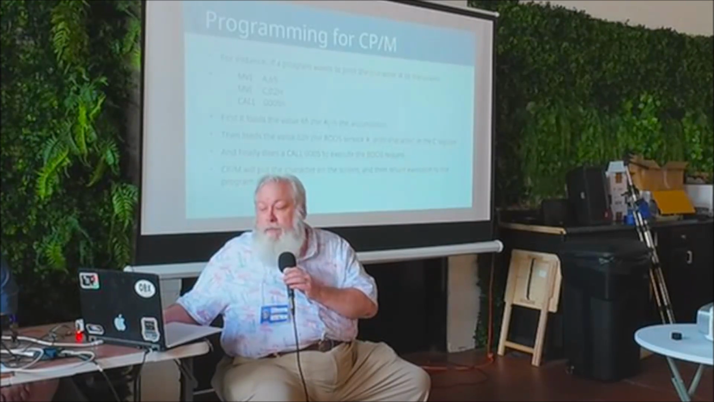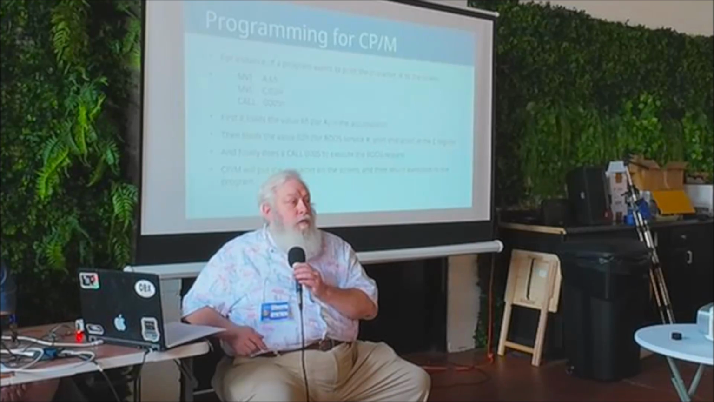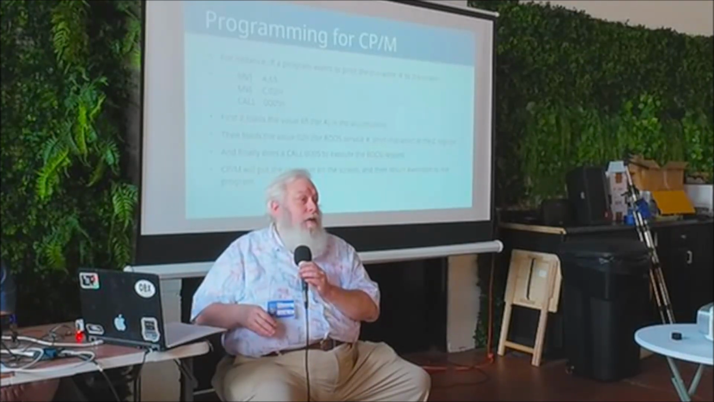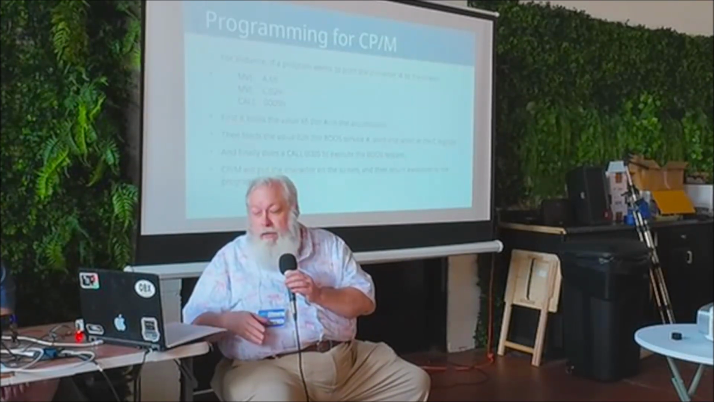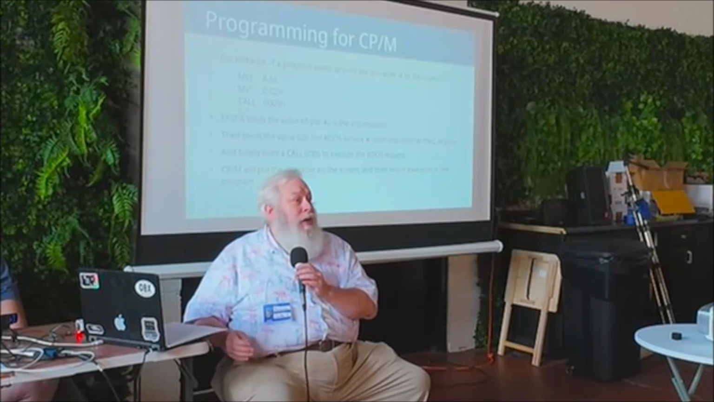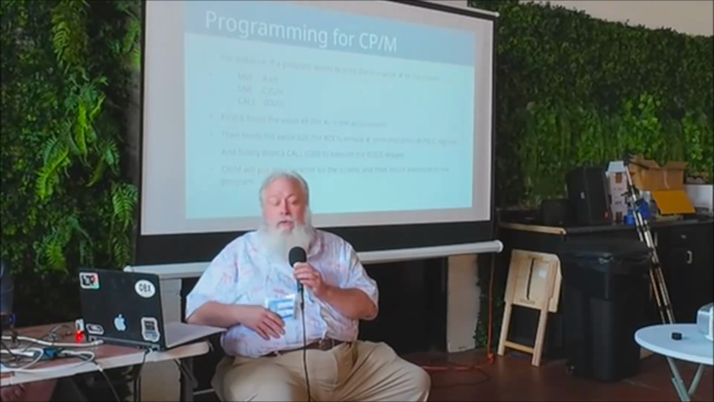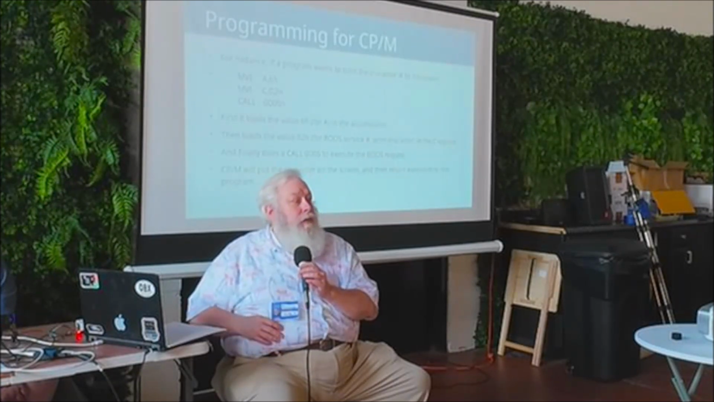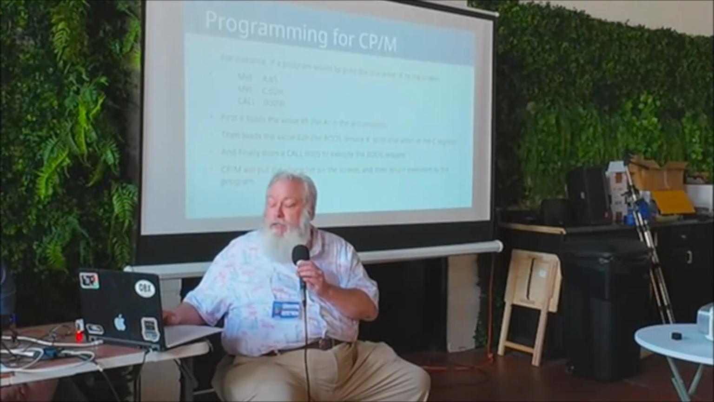For instance, if a program wants to print the character A, you just do a move immediate of 65 to the A register, 65 being the ASCII value of the uppercase A. And then the BDOS command is 2, so you put that in the C register, and then you call through 005 to get the character printed to the screen, and then when CP/M does that and returns, you go to the next instruction.